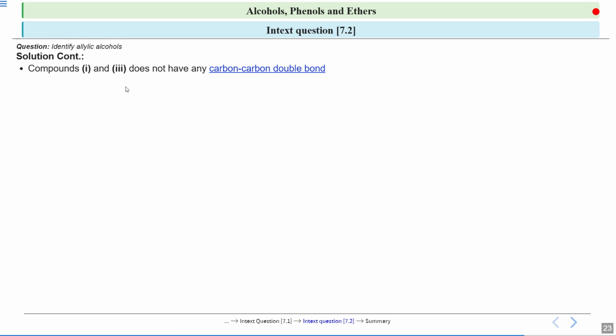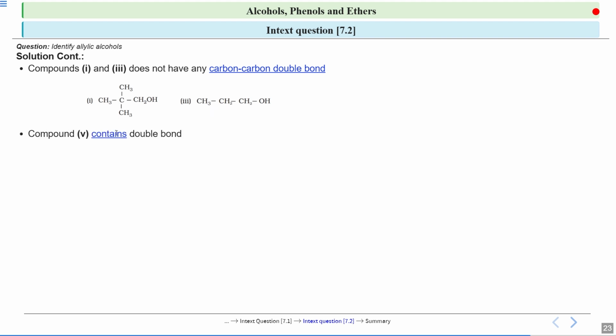Compounds first and third do not have any carbon-carbon double bond, but for allylic alcohols it is necessary to have a carbon-carbon double bond in the structure, right? But in compounds first and third, there is no carbon-carbon double bond. You can see the first is a primary alcohol, and the third is again a primary alcohol, and doesn't contain any double bond.